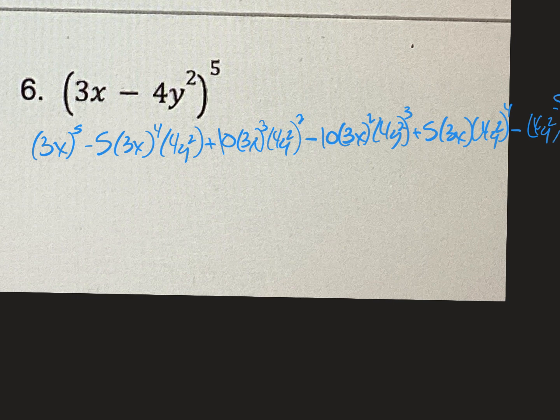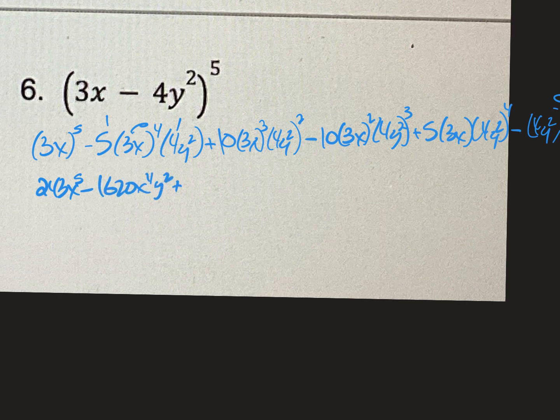Wow. Now your job, the fun part here, is you've got to multiply all that out. Okay, so 3 to the fifth, 81. Nope, sorry about that. It is 243. 243 x to the fifth. Now my second term, I'm going to do 3 to the fourth power times 4 times 5, all that stuff. 3 to the fourth, by the way, is 81. So I'm doing 81 times 4 times 5. I'm getting 1620. So I got 1620 x to the fourth y squared.